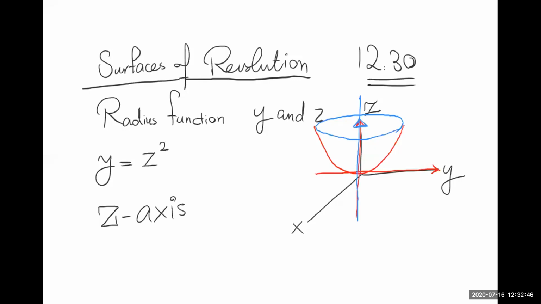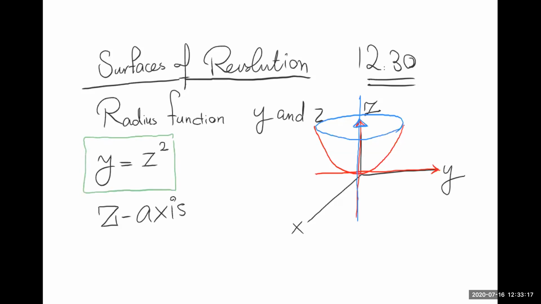So let me explain one more time. We are thinking about surfaces of revolution. The surface of revolution is built out of a function and one axis. We can choose any two directions we want. Here we've chosen y and z. So look at the yz plane. I can take a function in that plane. I would take y equals z squared.